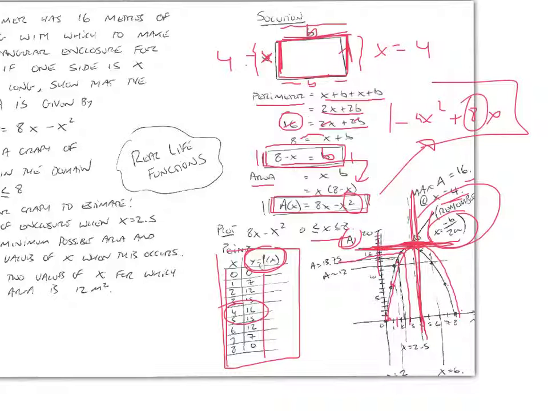And finally, the two values of x for which the area is 12. Well, this is our area here. We go up to 12, and we strike a line through A equals 12. We drop a line down and we see that those two values for 12 are at x equals 2 and x equals 6. And that's a real life application of a function.